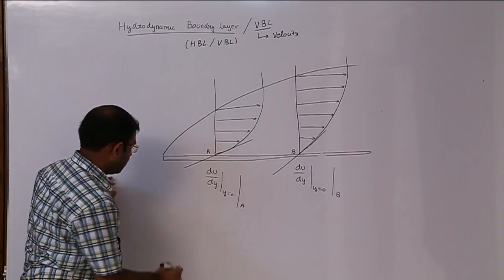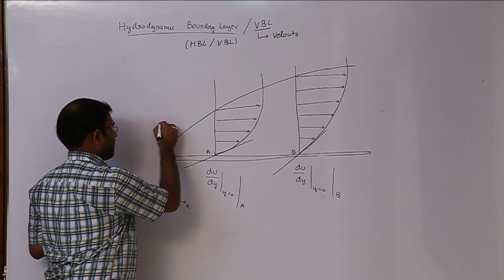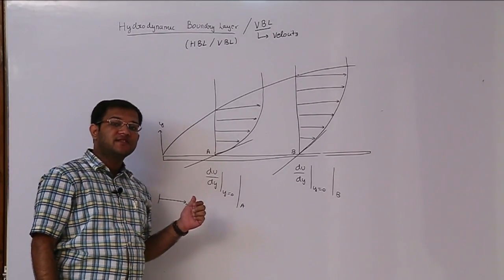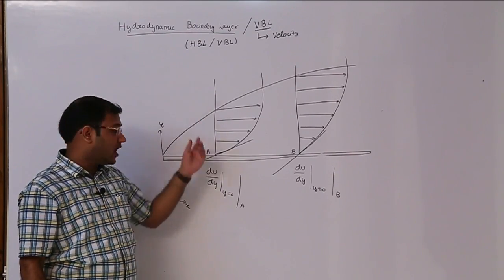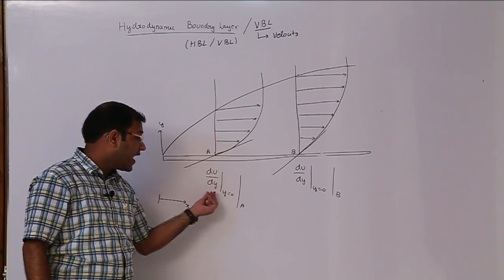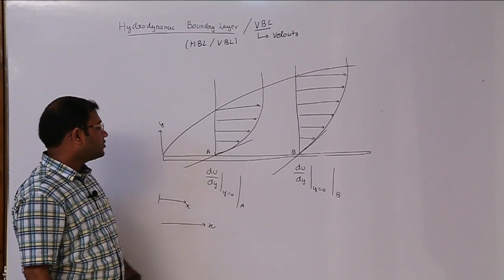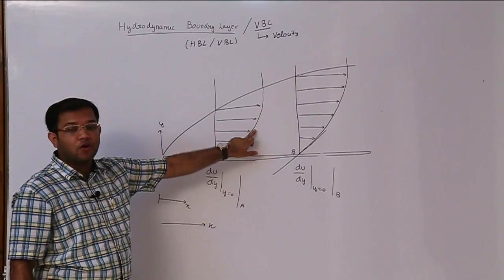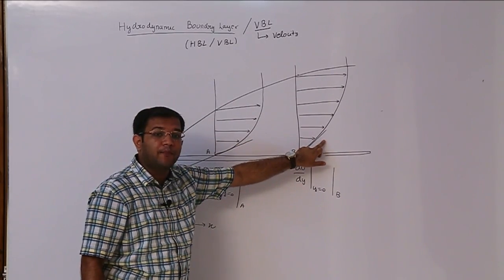Now see, in the previous case we have studied du by dy as a function of the y axis. Now here we will study du by dy, which is known as velocity gradient, as a function of x direction. We have taken 2 points, point A and point B. We have drawn the velocity profile at point A, and we have drawn the velocity profile at point B.